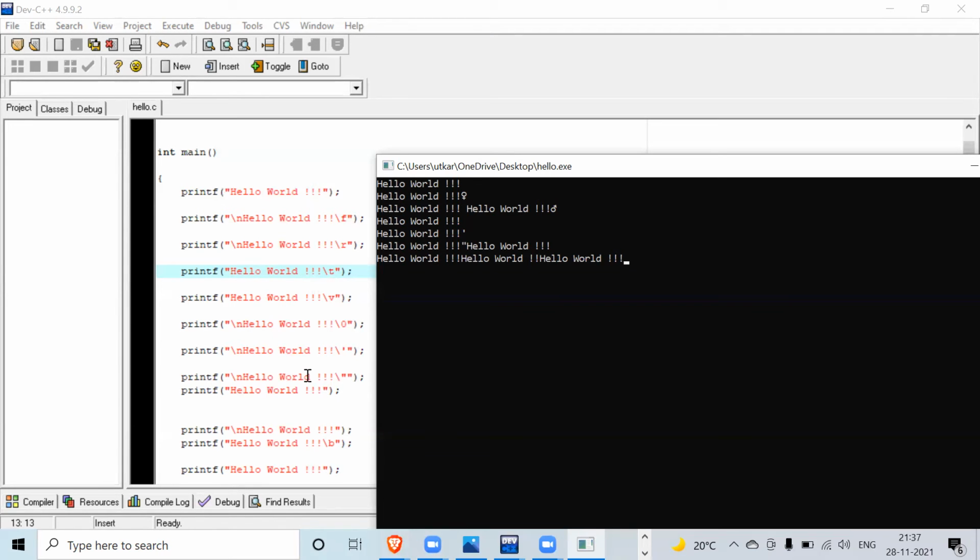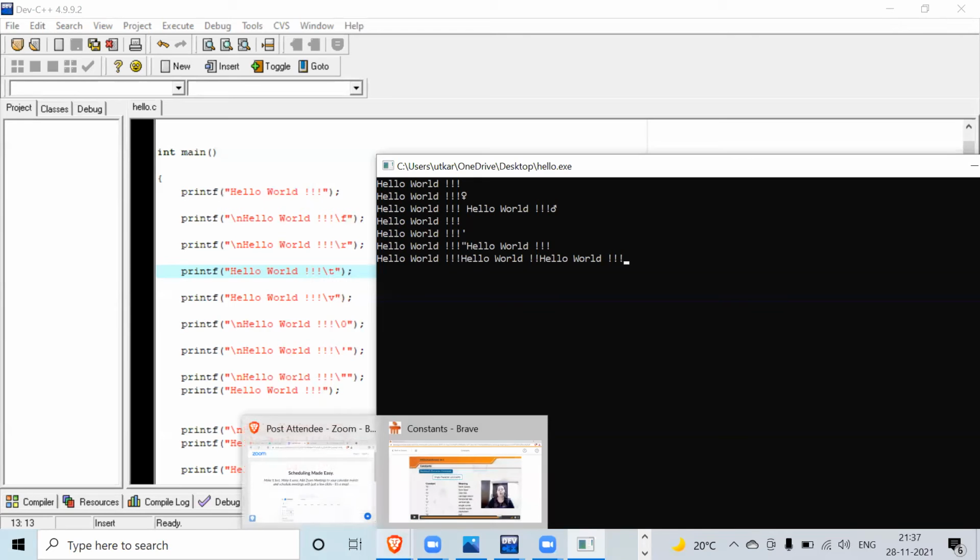Is it clear so far what these constants do? Yes, okay.